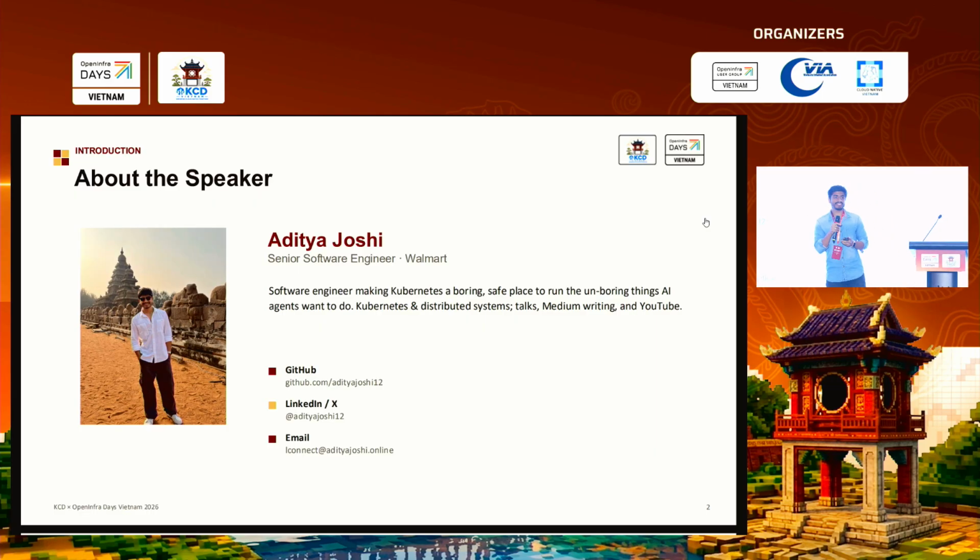I'll start with my introduction. I am Aditya. I'm working as a senior software engineer at Walmart. I've been working on Kubernetes for a long time, working on distributed systems, and recently started working on AI projects as well.